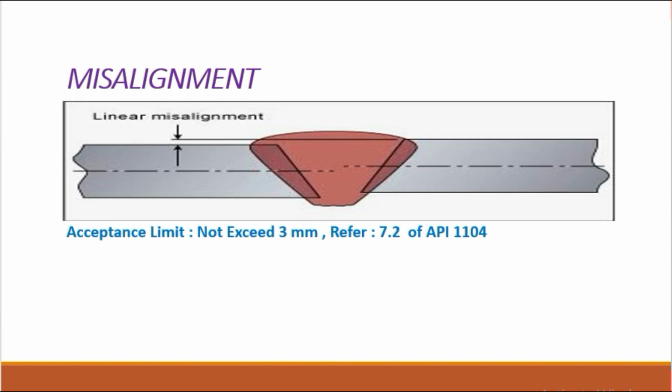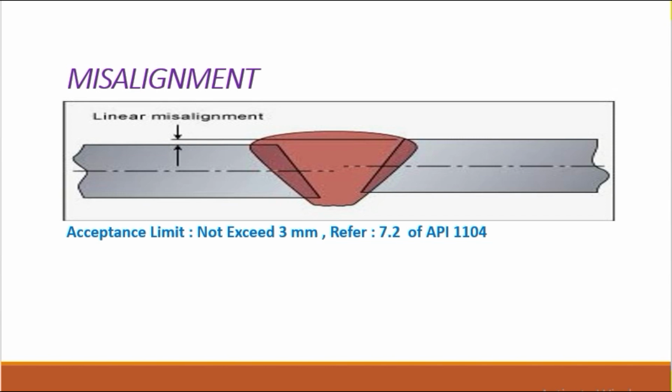For misalignment there is an acceptance limit. The acceptance limit is that it should not exceed 3 mm. Where is this referred? It is in clause 7.2 of API 1104. You can check 7.2 of API 1104. So it should not exceed 3 mm.